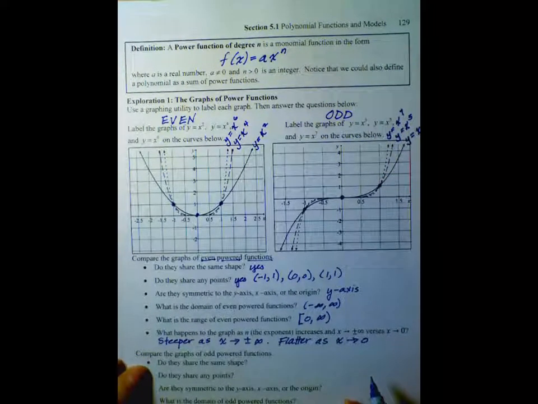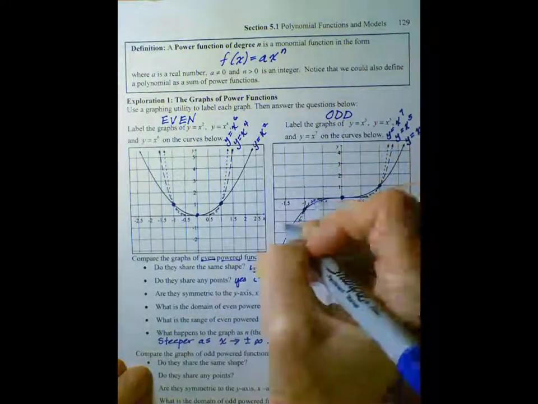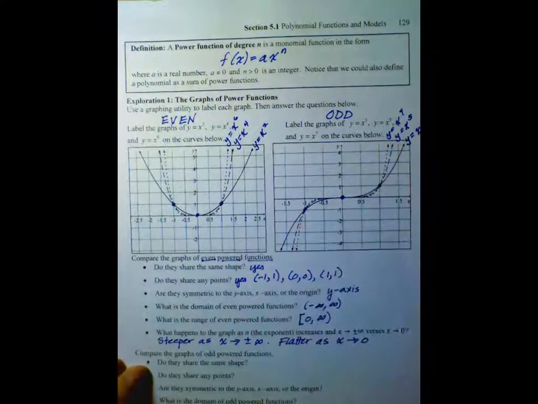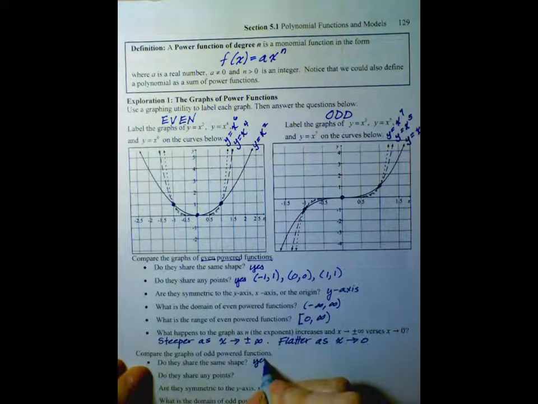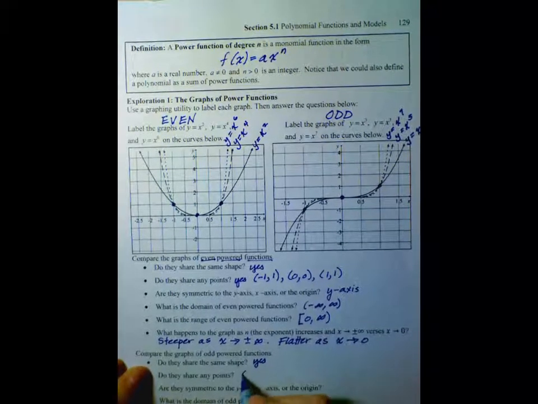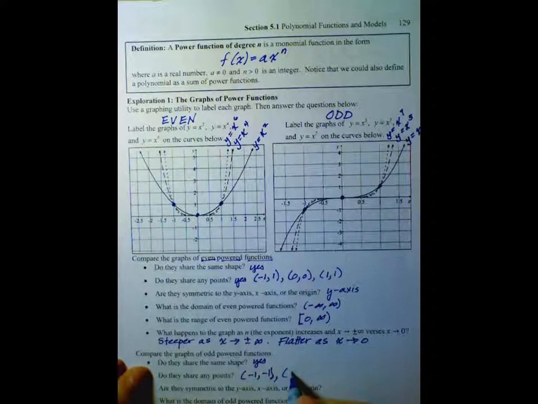Okay, do they share the same shape? Sure, they've kind of got this snaky little S type shape, so yes. Do they share any points? Yes, we just pointed that out. Negative 1, negative 1. 0, 0. And positive 1, positive 1.